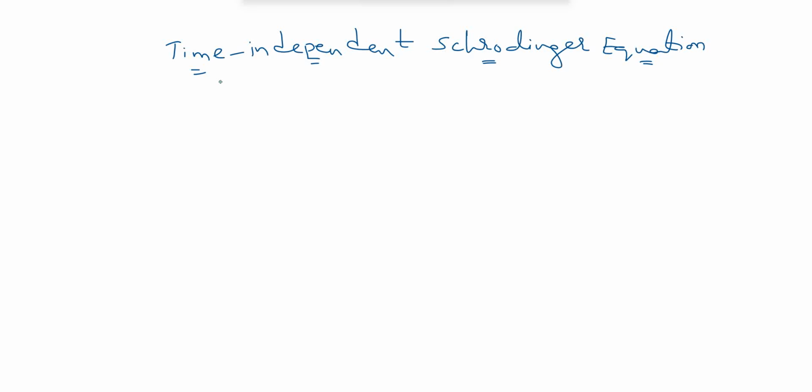So, we know the time dependent Schrodinger equation, that is i h bar dou psi by dou t is equal to minus h cut square by 2m del square psi, for the three dimension case, plus V psi.